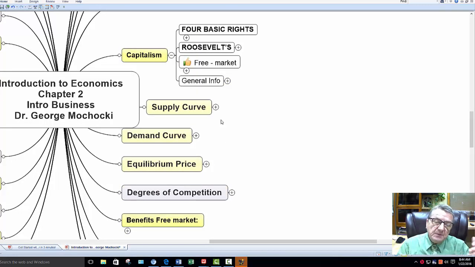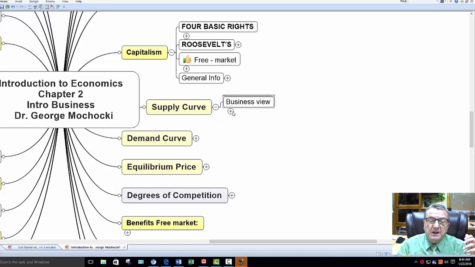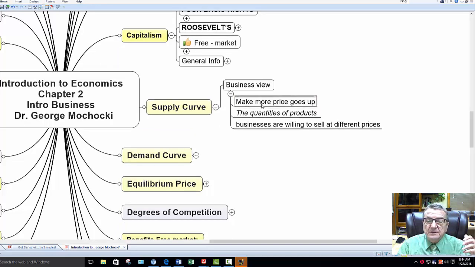So now, part of capitalism is 2 parts. You have the supply curve, which basically, as prices go up and I can still keep my costs in check, more people are buying, I'll make more products. That's how I look at it. So if I can raise the price and cover my expenses, I'll make more products.